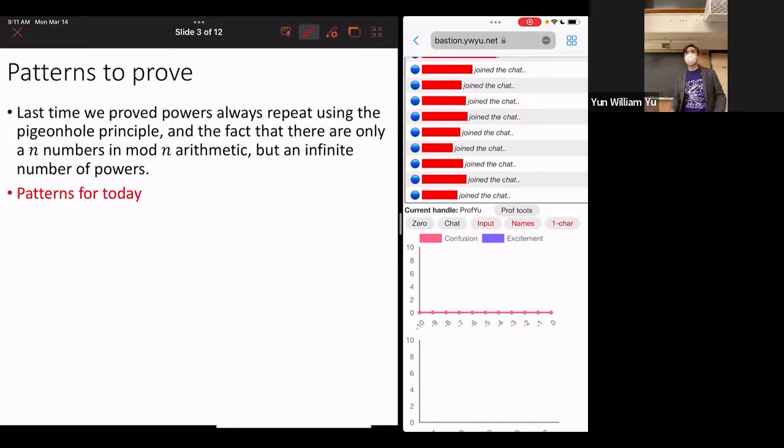And then in the second half of the lecture, I'm going to talk a little bit about pi, because happy Pi Day, everyone. But first, we're going to prove some things, and then we'll see how much time we have left at the end of lecture.